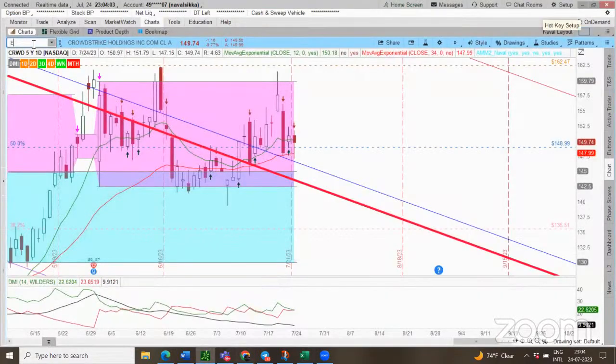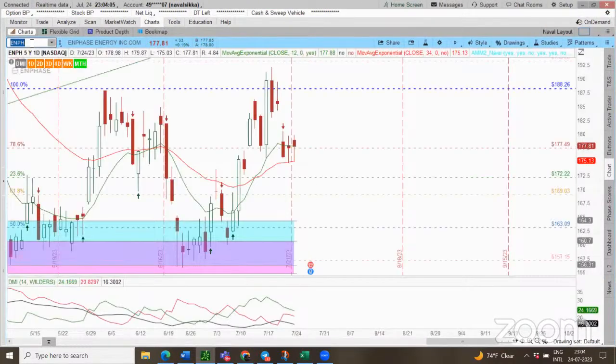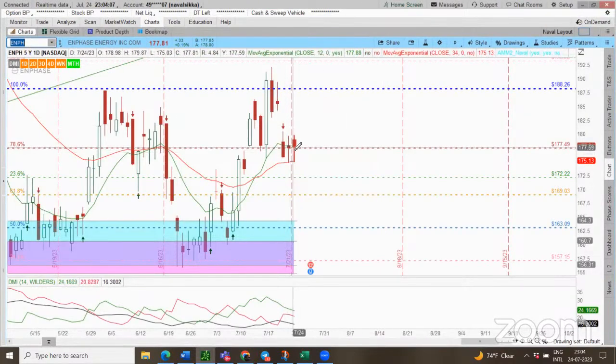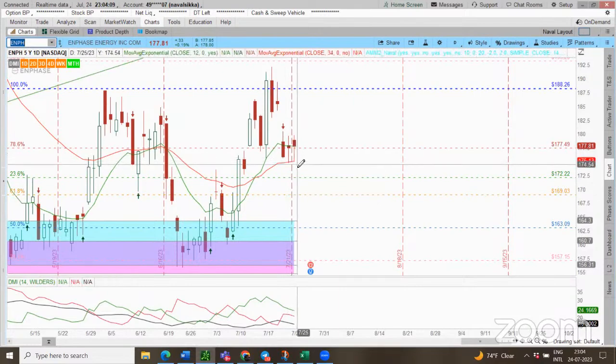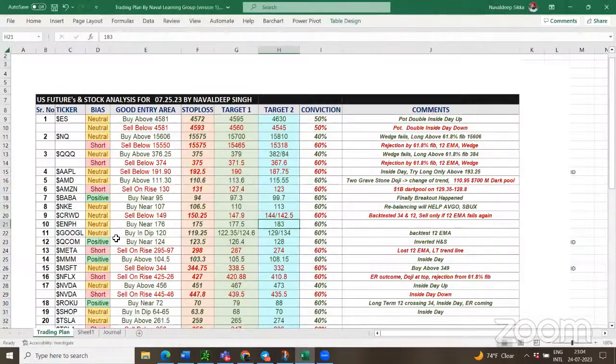ENPH has earnings this week. Same thing. It's holding the 12 and 34 EMA back to back. So no change whatsoever. You can buy near this, try everything.